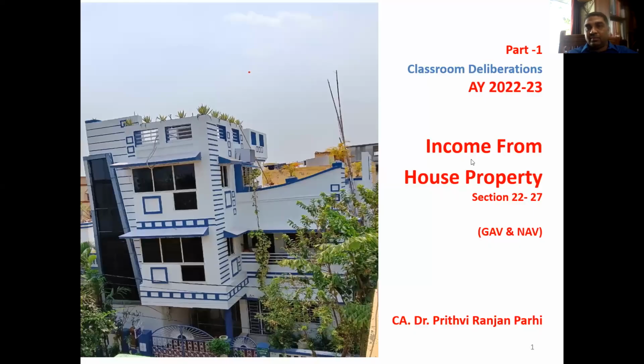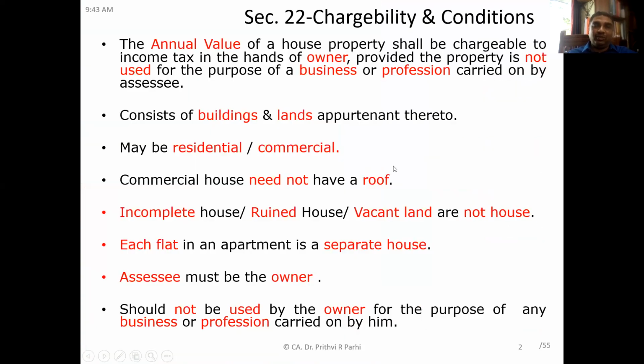The rent which is paid or payable for a house property may be relevant for computation of annual value. But directly, that rent is not taxable as such; the annual value of the house property is taxable. So with this background, let me share my screen with you. As you can see, sections 22, 23, 24, 25, 26, 27 are the relevant sections to understand the concept of income from house property.